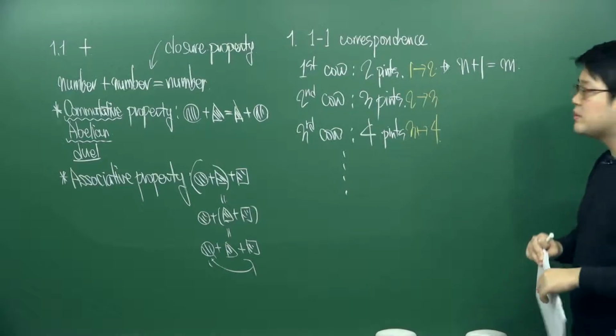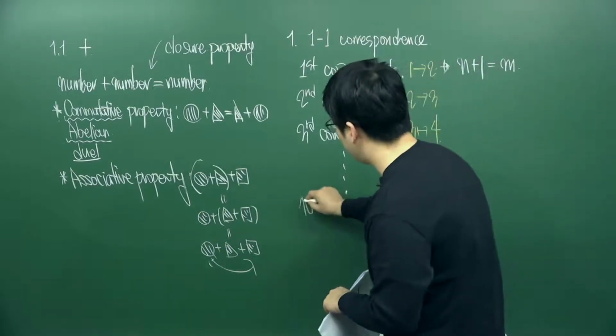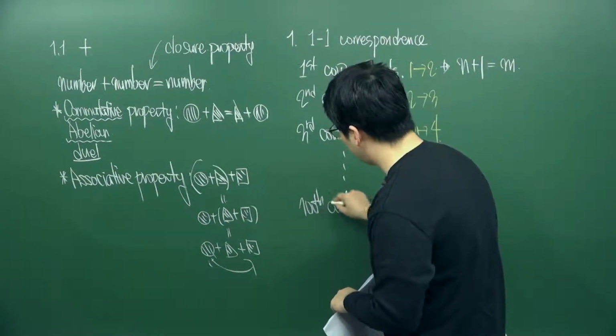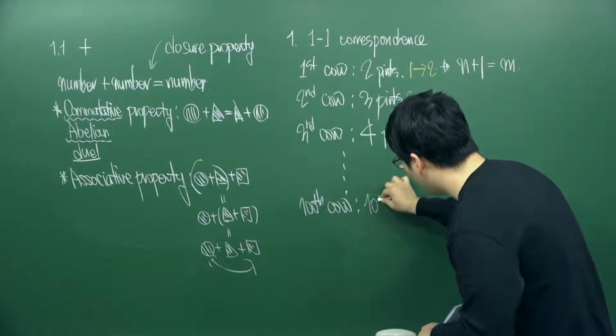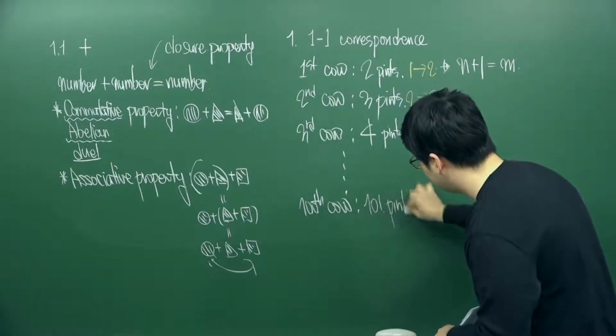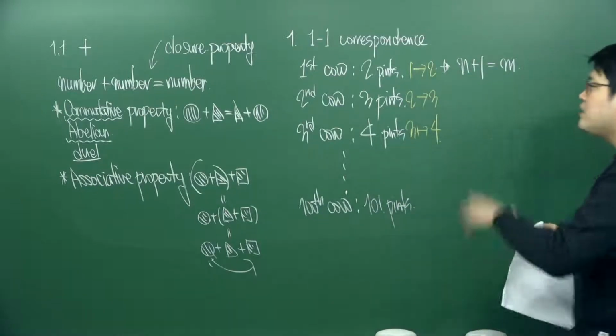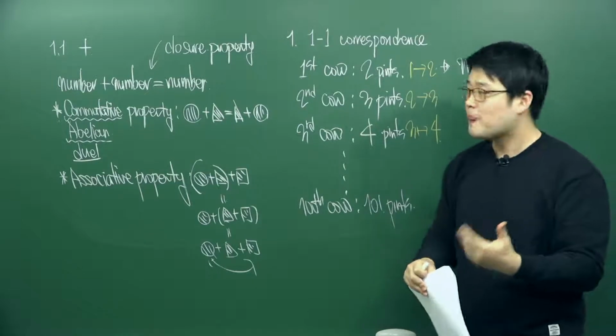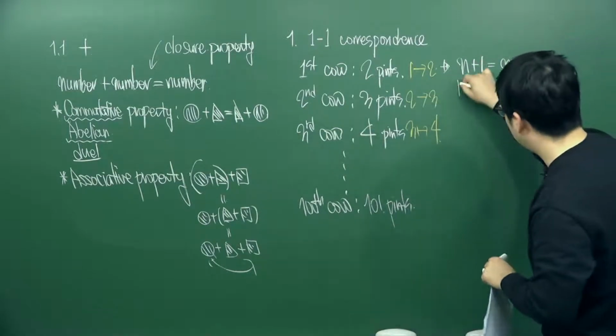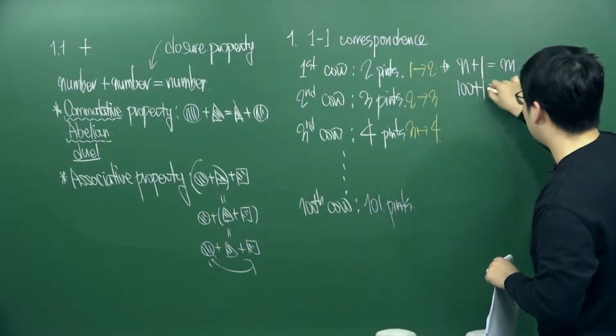So here's what's up. We're looking at the 100th cow, and 101 pints of milk. How did I know? Guess what? I put 100 down here, and I get the milk.